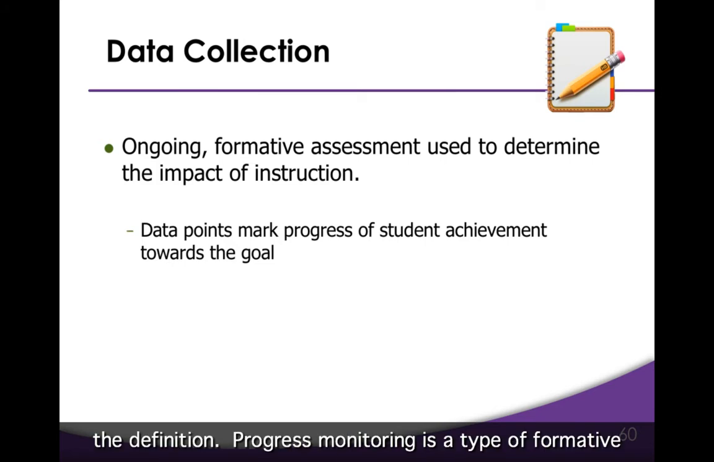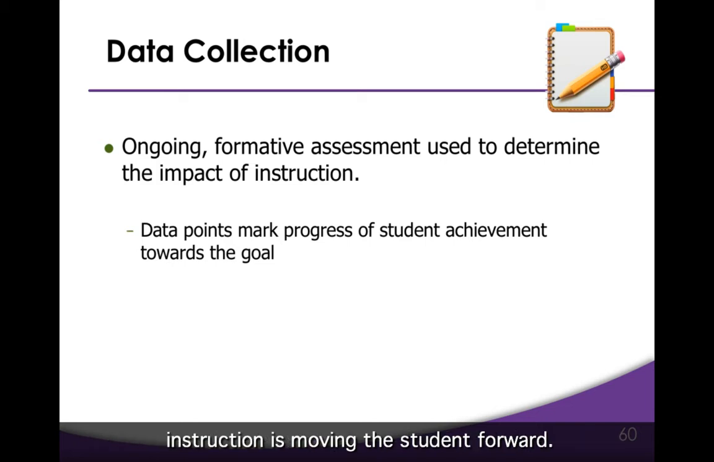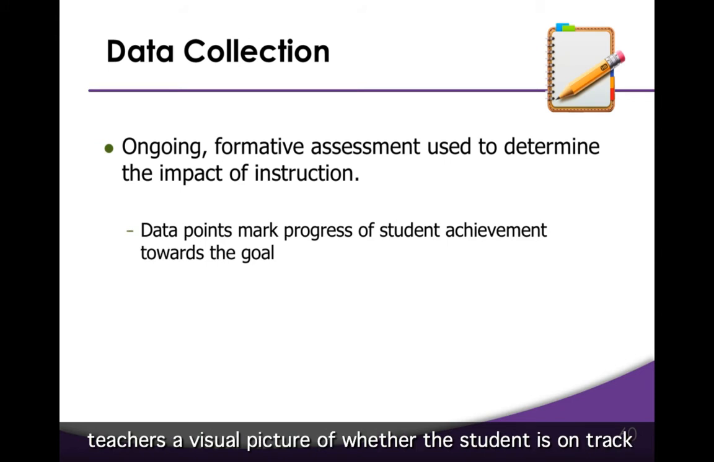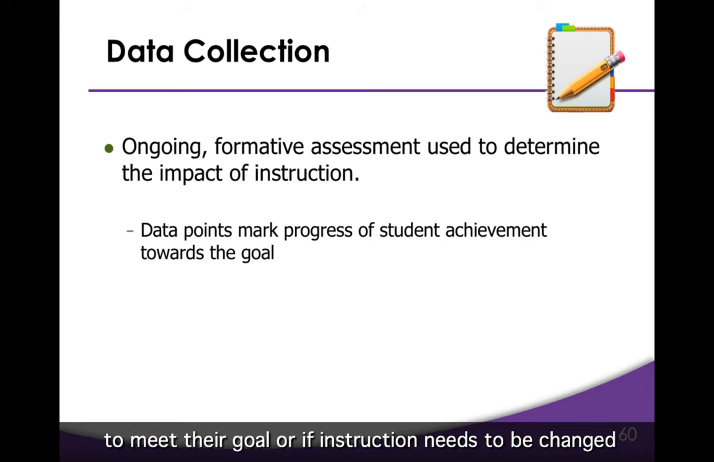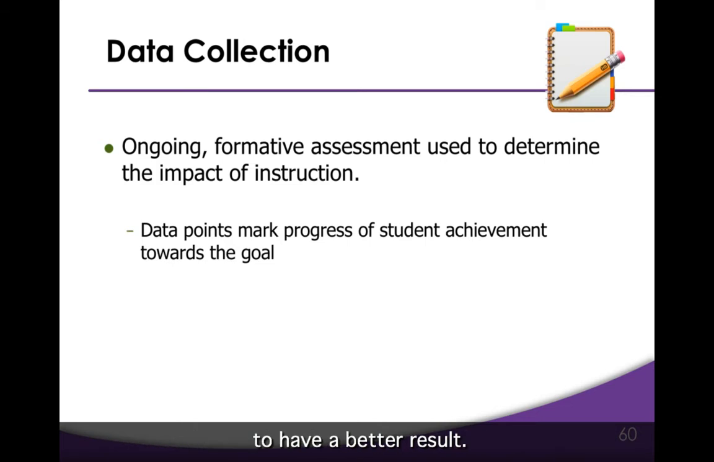First, the definition. Progress monitoring is a type of formative assessment that teachers use to determine whether their instruction is moving the student forward. Regular probes of skills outlined in goals on the IEP provide data points. Graphing the data points give teachers a visual picture of whether the student is on track to meet their goal or if instruction needs to be changed to have a better result.